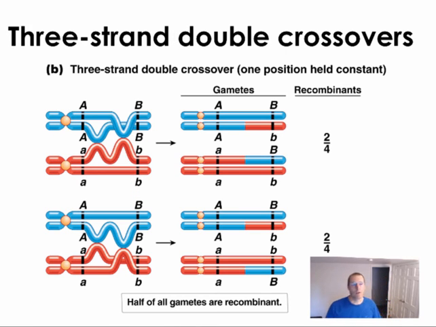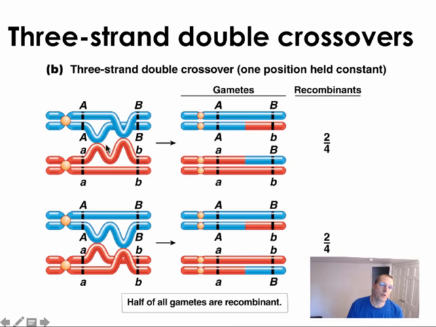Let's look at 3-strand double crossovers. So what we're doing here is we're doing a crossover between homologous regions on this upper maternal chromosome and one crossover with this lower paternal chromosome, and we're doing one crossover with the upper paternal chromosome. So this is still a double crossover because there's one crossover here and one crossover here. It's just we're using 3 strands. Remember, you've got 4 strands in a pair of homologous chromosomes. You've got 4 sister chromatids.